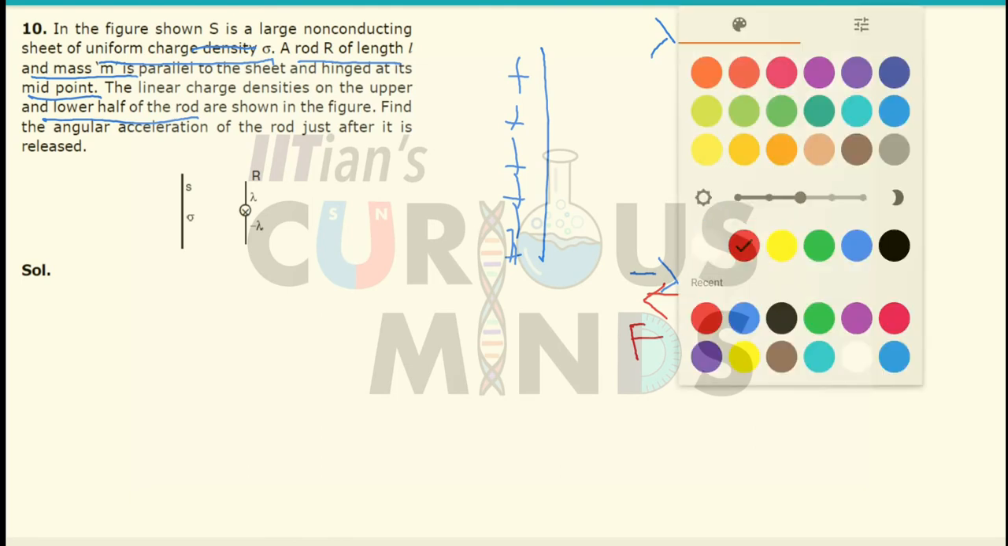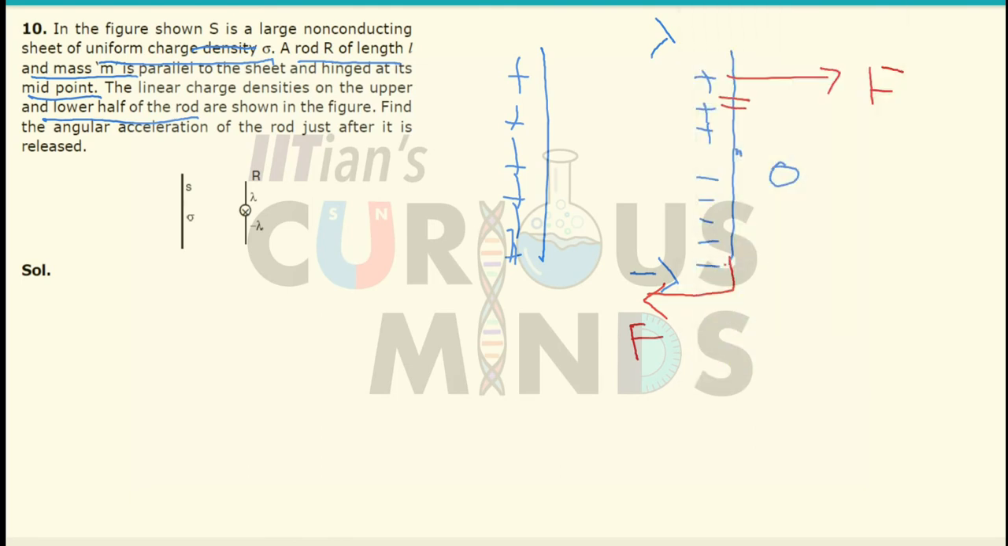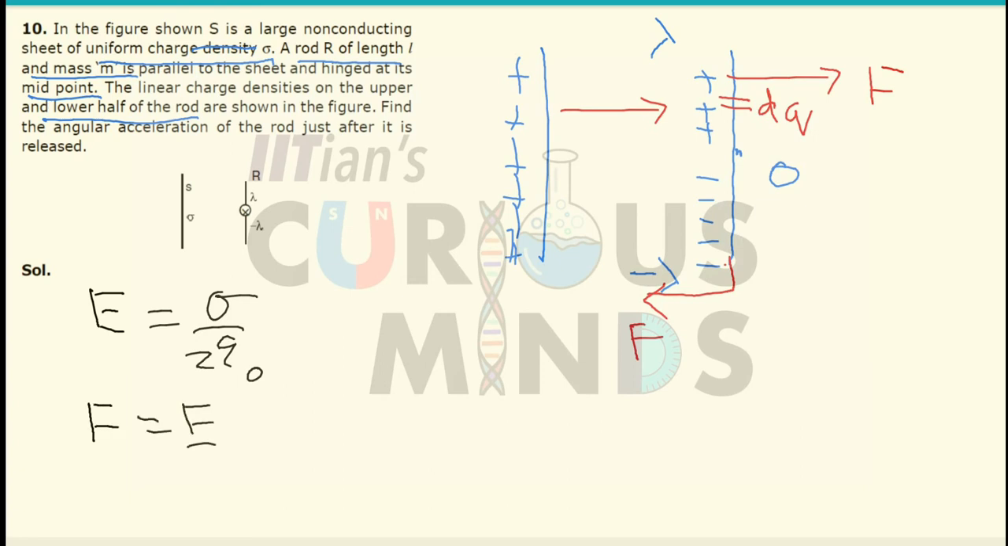Let me consider a small charge dq on the upper section of the rod. The electric field due to an infinitely long sheet will be E equal to sigma divided by 2 epsilon naught. So the force experienced by this small charge dq will be E into dq. This is the small force experienced.